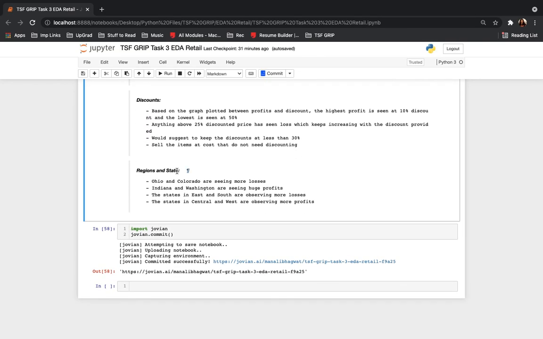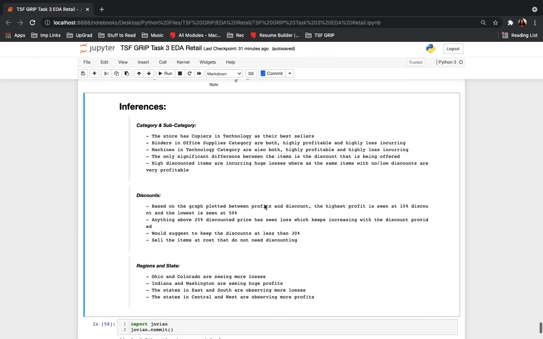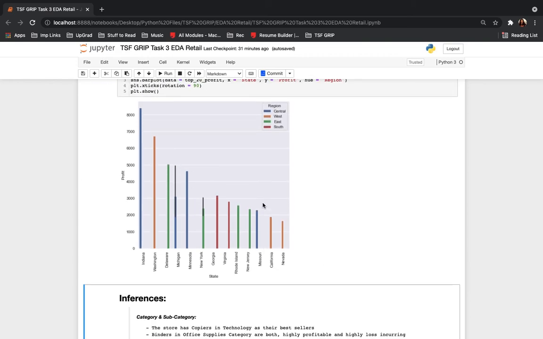I have also marked the states and the regions that show the pattern which I mentioned. Ohio and Colorado are seeing more losses. Indiana and Washington are seeing huge profits. Similarly with the regions that show up in the graph.